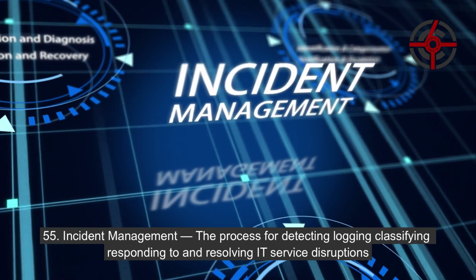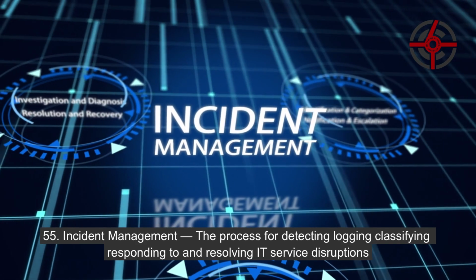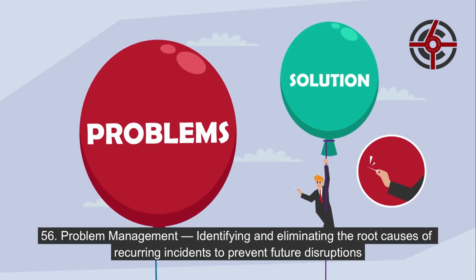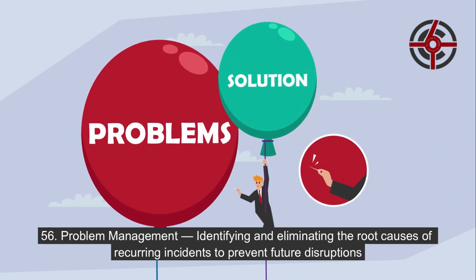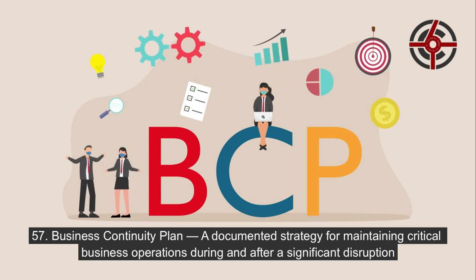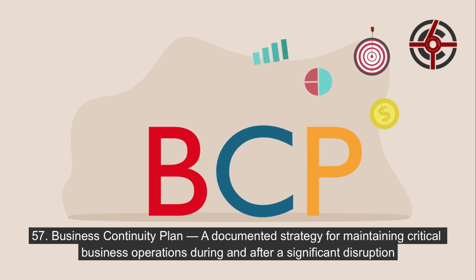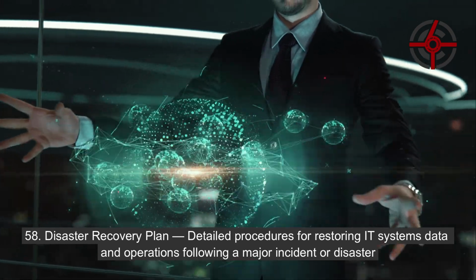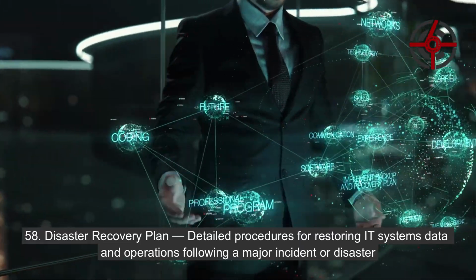Incident management. The process for detecting, logging, classifying, responding to, and resolving IT service disruptions. 56. Problem management. Identifying and eliminating the root causes of recurring incidents to prevent future disruptions. 57. Business continuity plan. A documented strategy for maintaining critical business operations during and after a significant disruption. 58. Disaster recovery plan. Detailed procedures for restoring IT systems, data, and operations following a major incident or disaster.